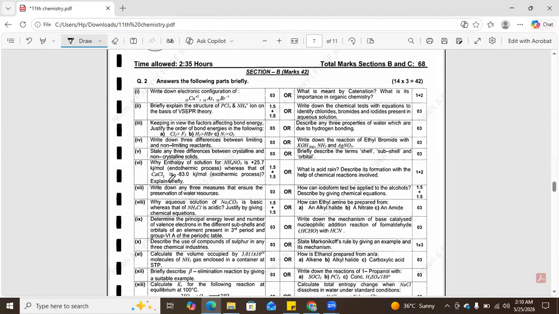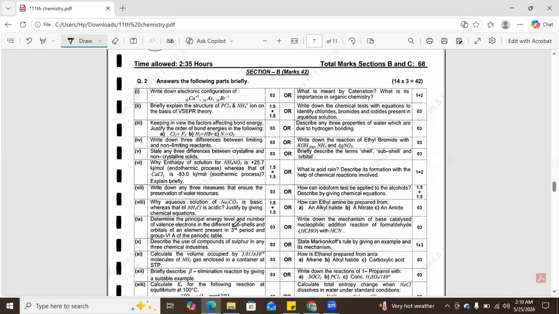Number 6, why enthalpy of solution for NH4NO3 is plus 25.7 kilojoule per mole, endothermic process, whereas that of CaCl2 is minus 83.0 kilojoule per mole, exothermic process. Explain briefly. Write down any three measures that ensure the preservation of water resources. Why aqueous solution of Na2CO3 is basic, whereas that of NH4Cl is acidic. Justify by giving chemical equations.